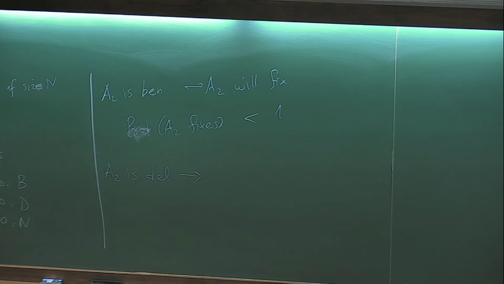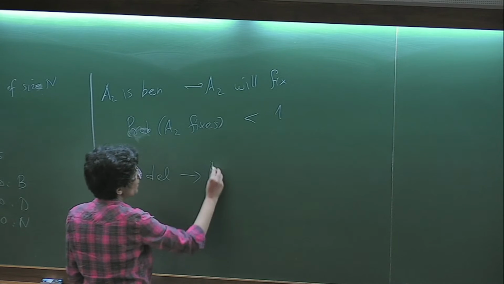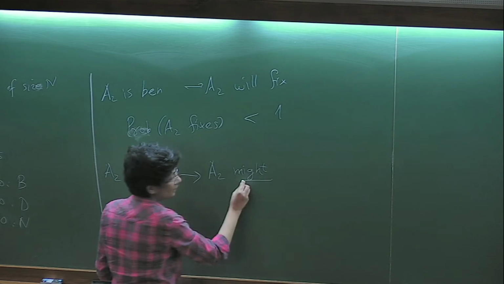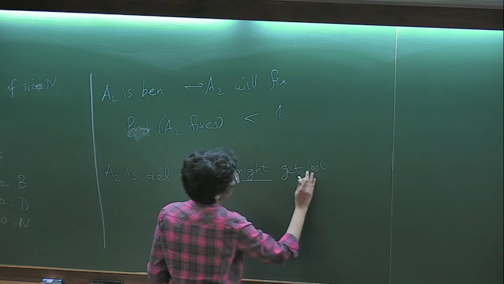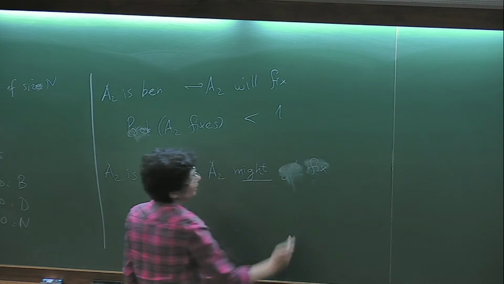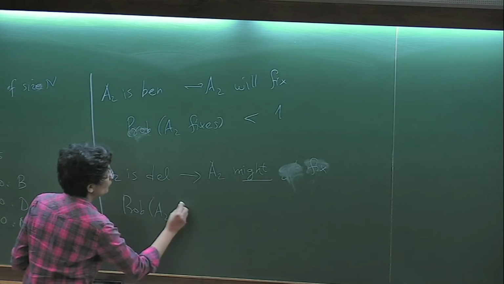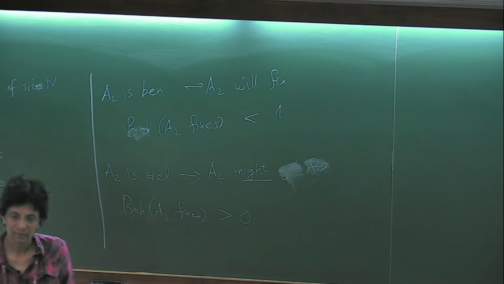Yeah, good. Because A2 is bad, doesn't mean it necessarily gets lost. A1 can get lost or A2 can fix. So A2 is deleterious, so you expect A2 might, not necessarily, might get lost. Or might fix. Okay? So its probability of fixation is more than 0. Right?